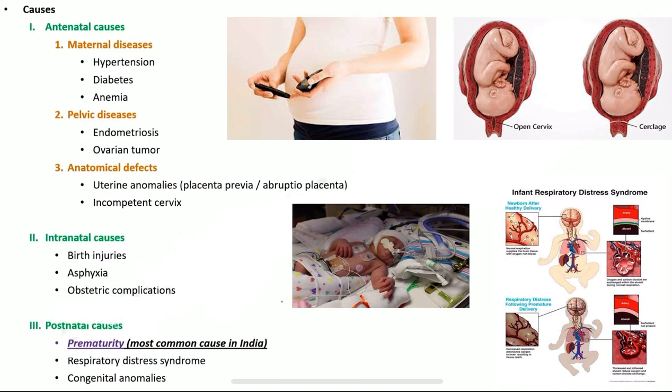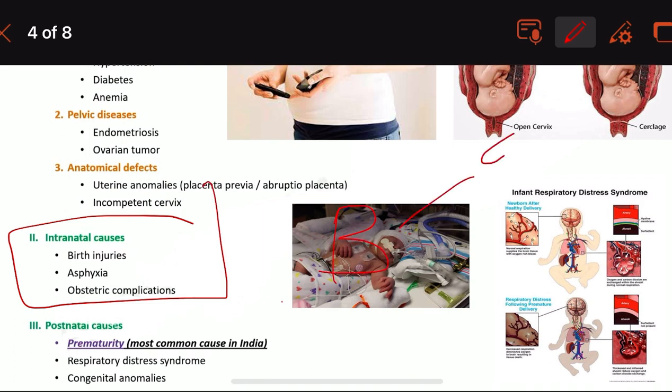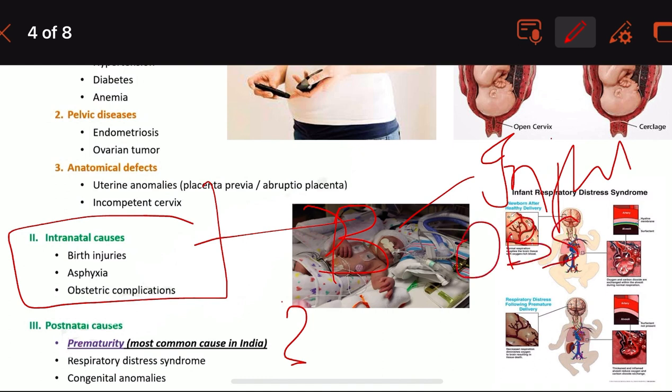And then we move on to the postnatal causes. So this was the intranatal cause. Intranatal, during birth what all can happen? Injuries can occur. Before going to the next thing, we'll first summarize this. During the birth, what can happen? Injuries can occur and some complications can occur, obstetric complications. Okay.